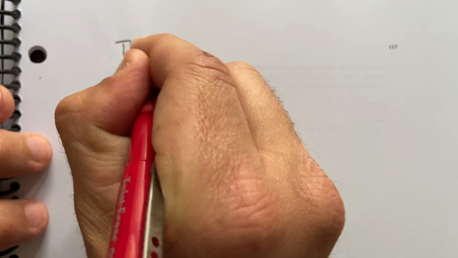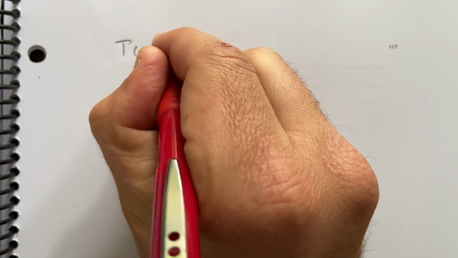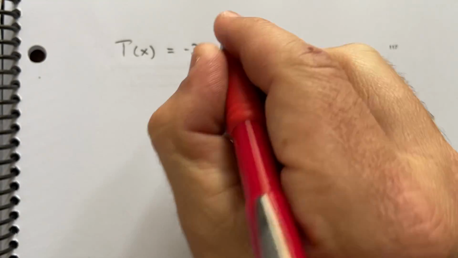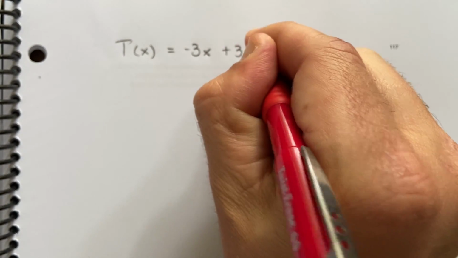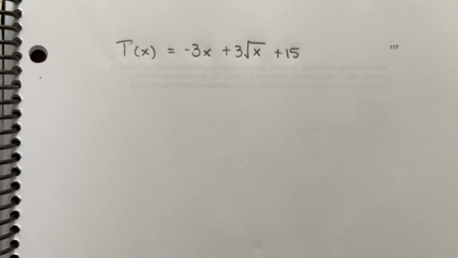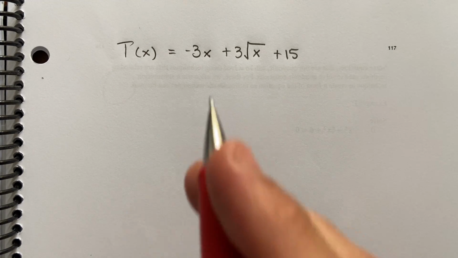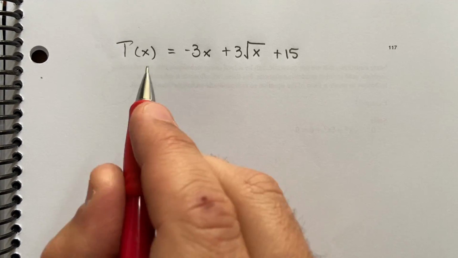So we now want to see how far the third plane went, this t of x. Let me see what t of x was. It's negative 3x plus 3 root x plus 15.